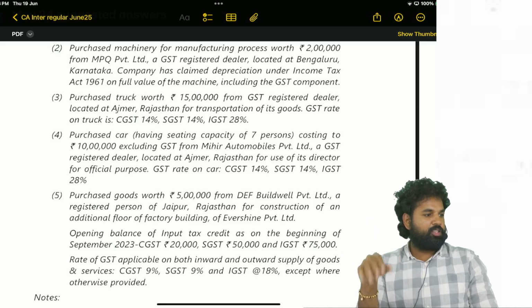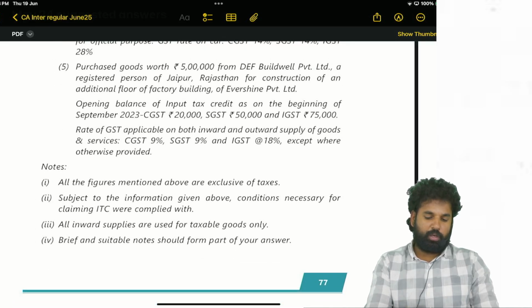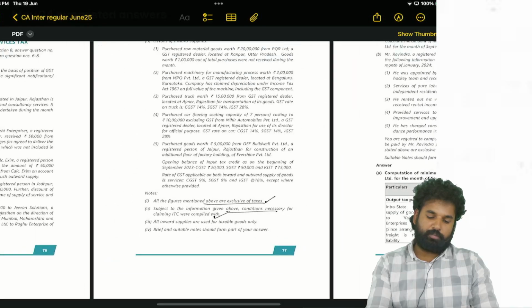Opening balance of input tax credit is given: CGST, SGST, IGST. Rate of GST on both inward and outward supplies is 18%. All the figures mentioned above are exclusive of taxes. Conditions necessary for claiming ITC are complied with. Inward supplies are used for taxable goods only, so no common credit of ITC to be taken. Brief and suitable notes should form part of your answer.